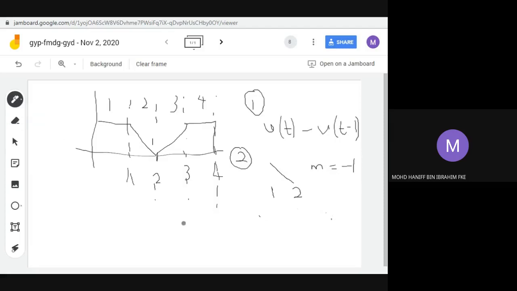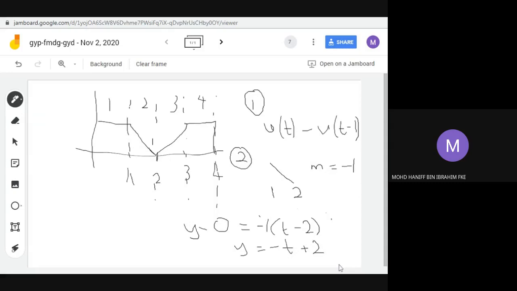Okay, y minus 0, I'm choosing this point down here, shall be equal to negative 1 of t minus 2. So we should have y equal to negative t plus 2. So that should be the equation for this line, for region number 2.